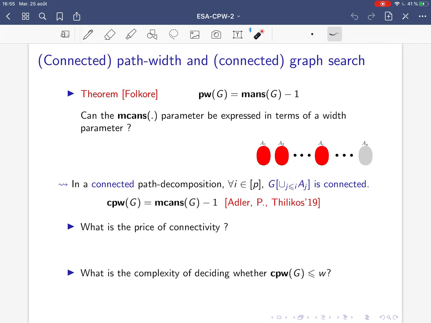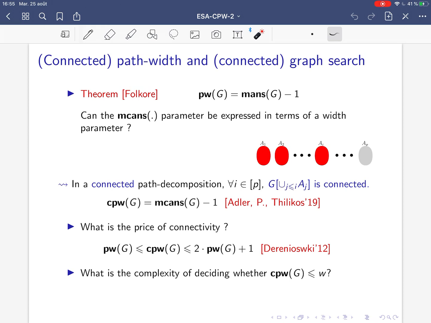So for the first question, the answer is yes, and indeed with Isolde Adler and Dimitrios Thilikos in a recent paper, we formalized the fact that the connected node search number of a graph corresponds to the connected path width of the graph. About the price of connectivity, this has been known for a few years now, due to Dereniowski in 2012. The cost of connectivity is at most 2, meaning that by requiring the path decomposition to be connected, you won't increase the path width by more than a factor of 2.